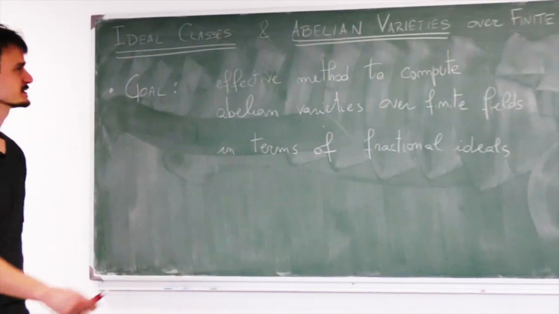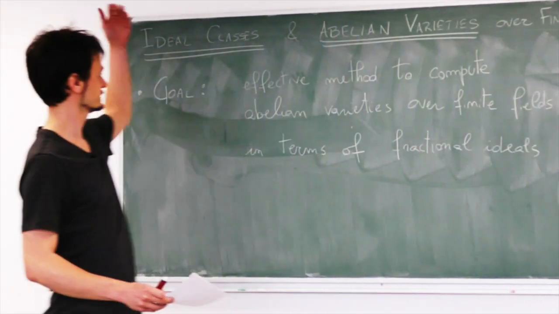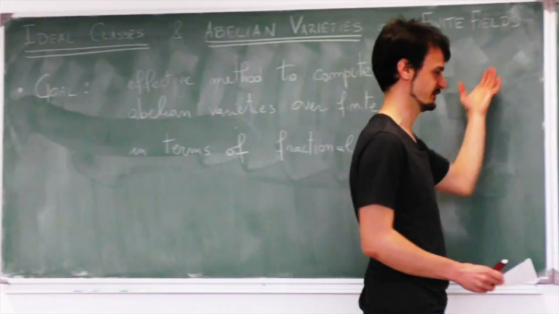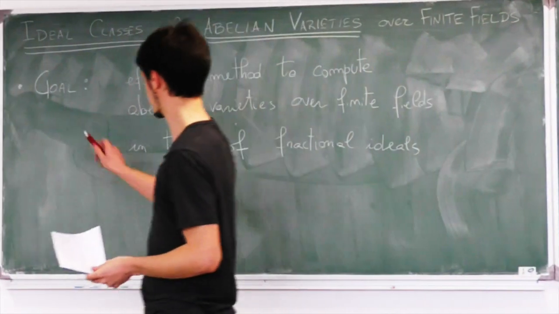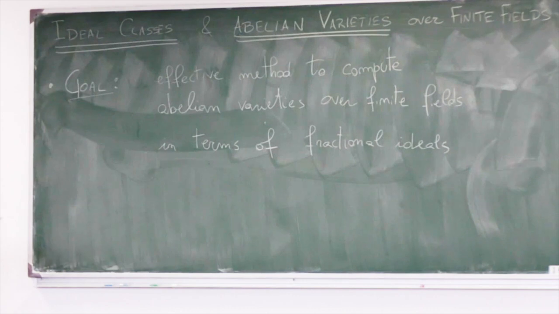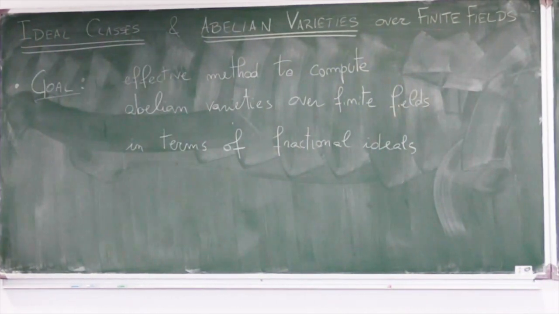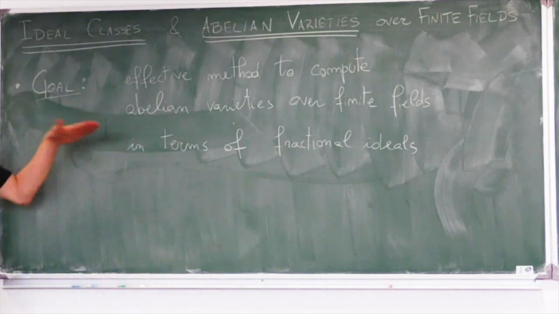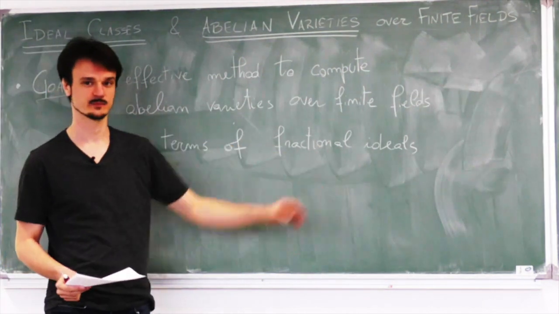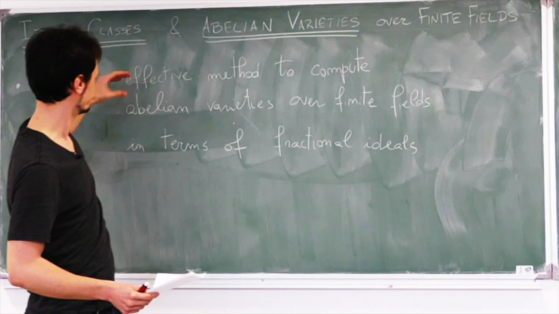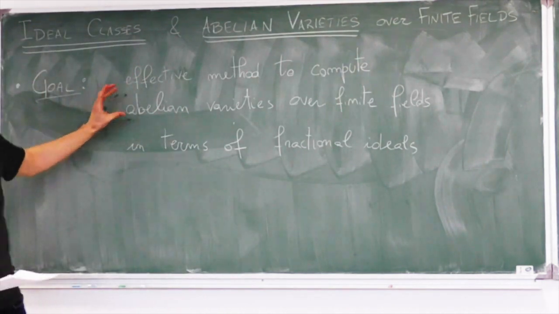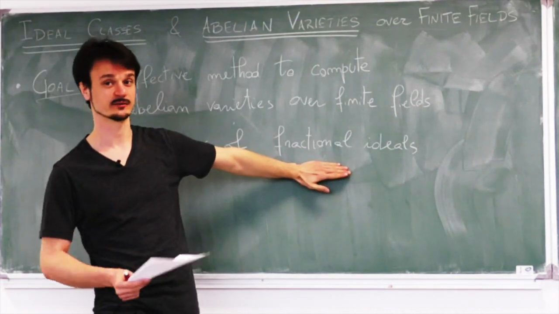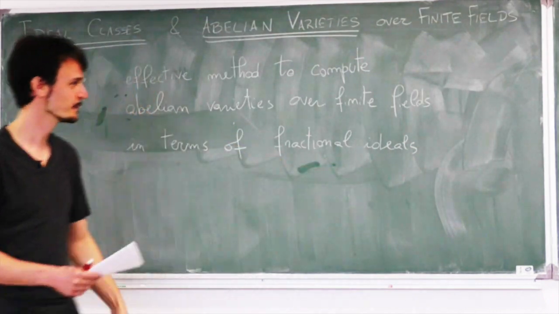Welcome everybody. So this is the course about ideal classes and abelian varieties over finite fields. The goal of this course is to give an effective method to compute abelian varieties defined over a finite field, as the title suggests, in terms of fractional ideals. So we want to compute a pretty geometric object in terms of something that is quite algebraic, or maybe let's say coming from number theory.